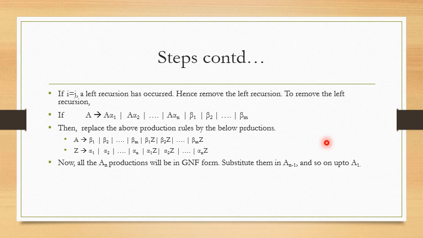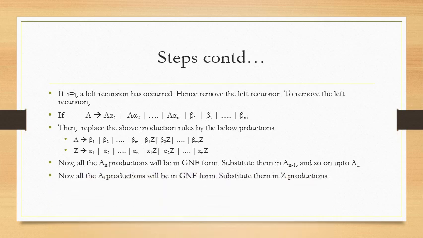Now, for all the AN productions, we have numbered the non-terminals A1, A2, A3 up to AN. After this elimination of left recursion, all the AN productions will be in Greibach normal form. This has to be substituted into AN minus 1, and this process is repeated up to A1. Then finally the S productions should also be substituted, and then all the grammar's productions will be in GNF form.